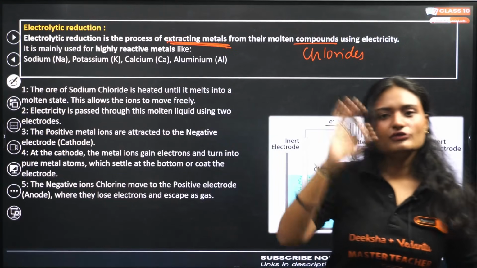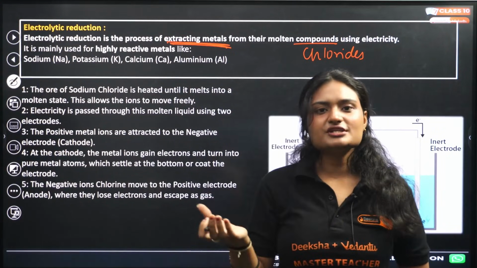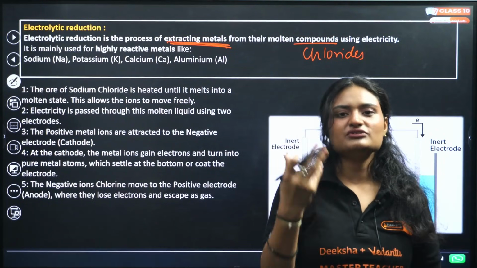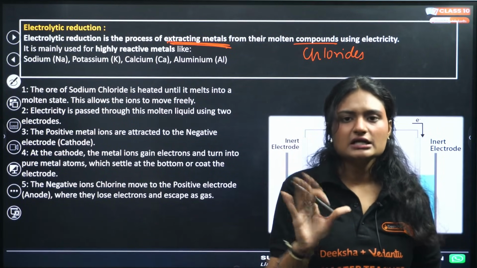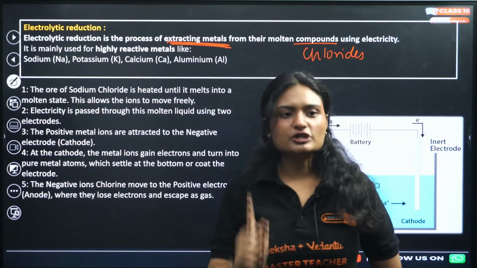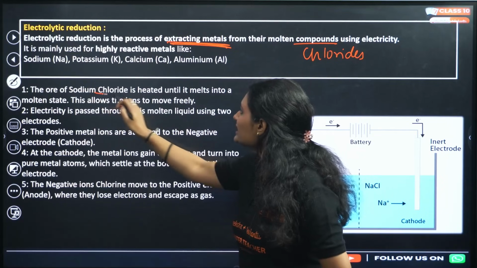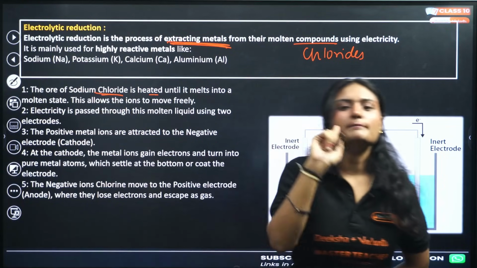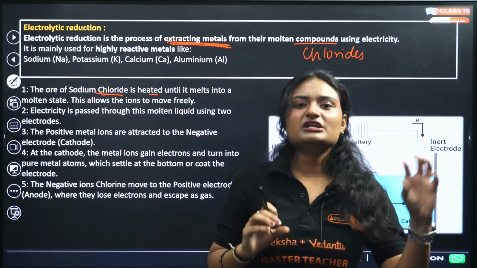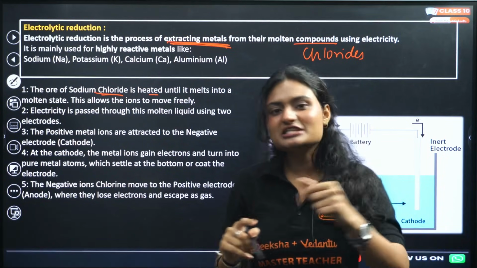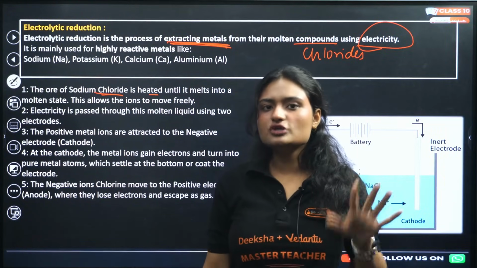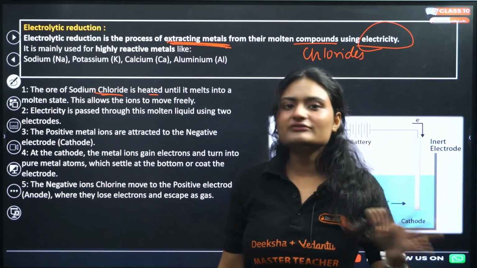Now see, you have ore. Then you do concentration of ore, which means you remove the unwanted impurities. After the concentration, you have the ore only, and that ore is, let's say, chloride ore. Now what do you do? First step, you heat that chloride ore until it melts, because only when it is melted will there be free ions to conduct electricity. We are passing electricity, so to conduct electricity we need either ions or electrons, and since it is solid, we have neither of those.